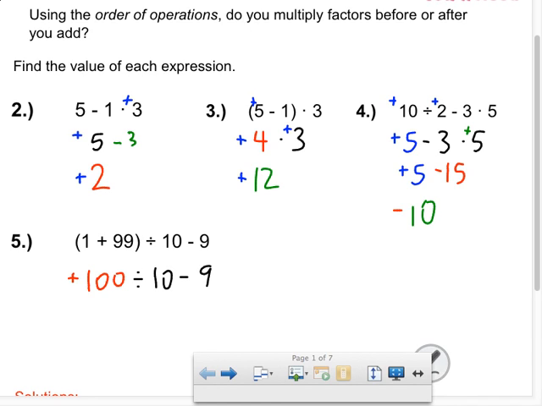Okay. And what's the next thing to do? And you would divide 100 by 10. So if I take a +100 divide by a +10, what do I get back? Okay, so I'm going to get back a +10, because when you divide by same signs, you get back a positive, and 100 divided by 10 is 10.